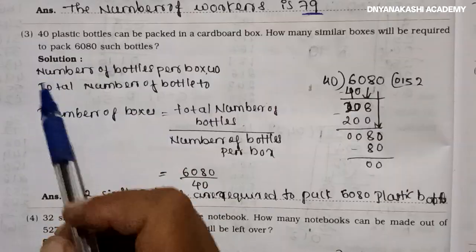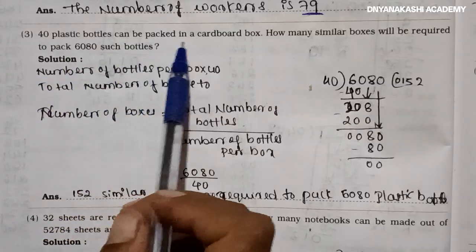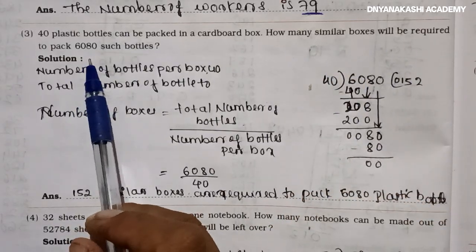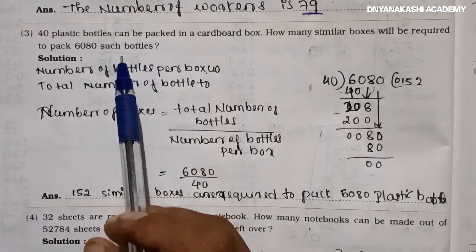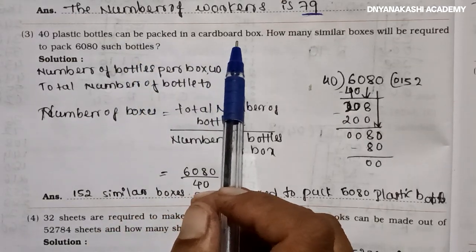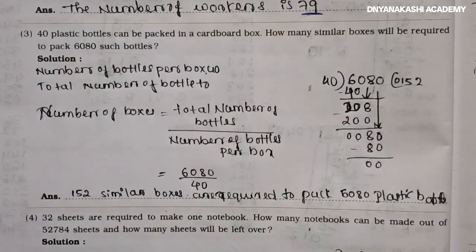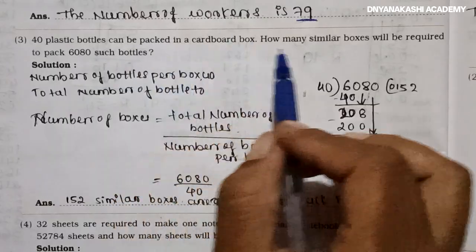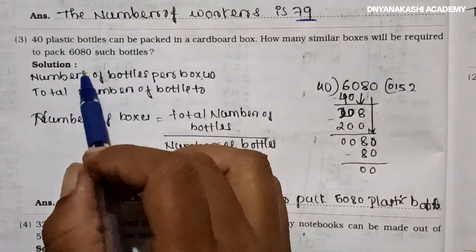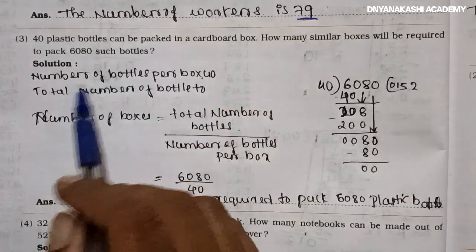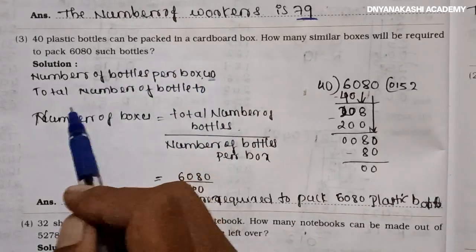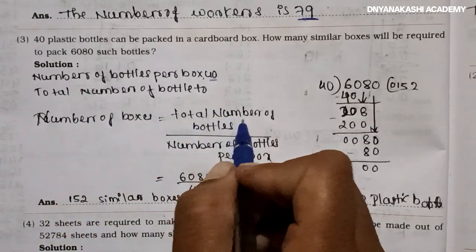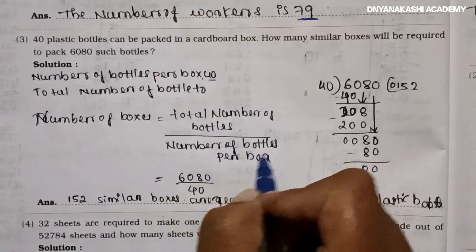Next, third question. 40 plastic bottles can be packed in a cardboard box. How many similar boxes will be required to pack 6,080 such bottles? The number of bottles per box is 40, and we have to find the total number of boxes. Number of boxes is equal to total number of bottles divided by number of bottles per box.